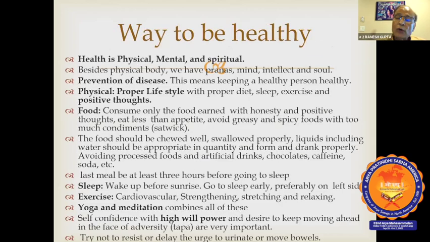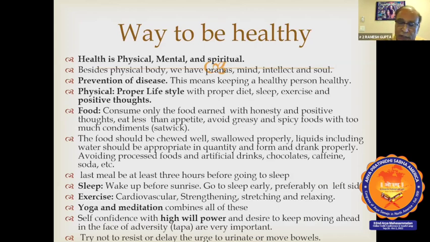Now, how can we be healthy? This slide doesn't necessarily mean Ayurveda. This is general stuff I have put together, probably good for everyone. So health is physical, mental, and spiritual. Besides the physical body, we have pran, mind, intellect, and soul, as I referred to. Prevention of disease means keeping a healthy person healthy. In modern medicine, we give medications, we do things, we get a person healthy.